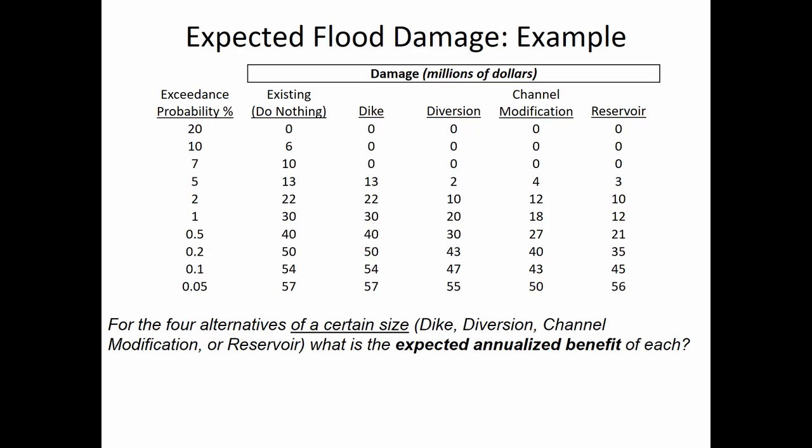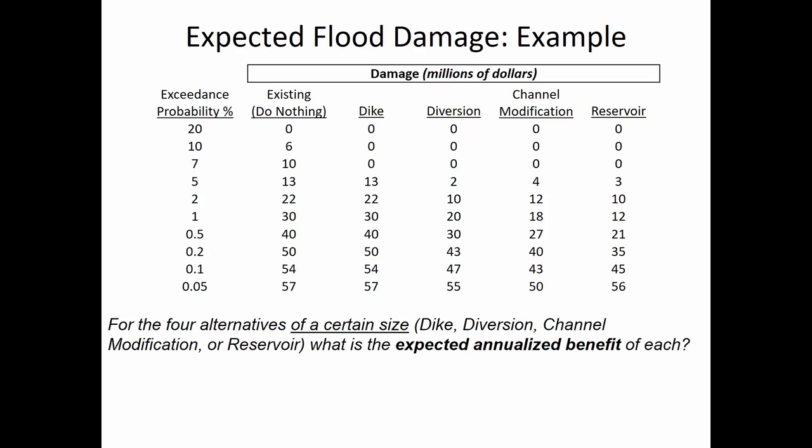All right, so now consider there are 4 structural alternatives being considered. There's the dike, and the way the dike works is that if it's in place, we don't experience the 10-year storm, and we also don't experience this 7% probability storm. But for any storm bigger than that, it's as though the dike was never there. So we experience the full brunt of the storm for anything larger than the 7% probability.